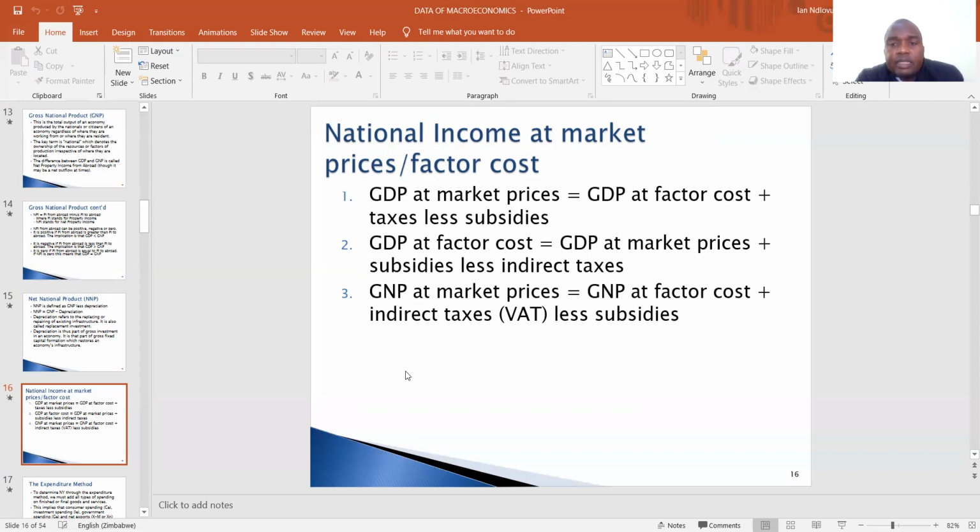GDP at market prices equals GDP at factor cost plus taxes less subsidies. Straightforward arithmetic. And then GDP at factor cost is just GDP at market prices plus subsidies less indirect taxes. You reverse what we are doing in statement number 1. And then GNP at market prices is simply GNP at factor cost, flowing from number 1, plus indirect taxes, which may be value-added tax in a particular economy, less subsidies.